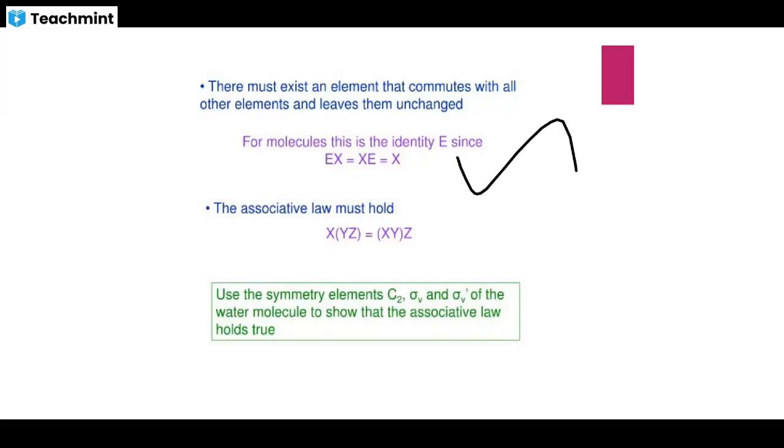Identity should contain identities. If you multiply any element with identity, you get the same element. That is the property of the identity. And the associative rule must be good. The fourth rule is every element should contain an inverse element.